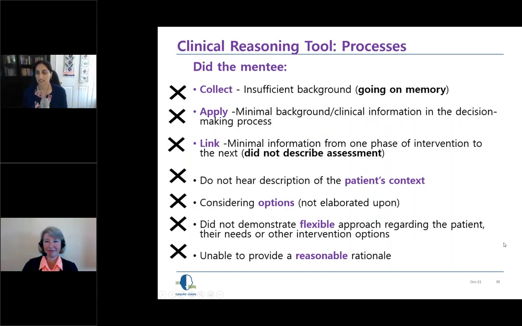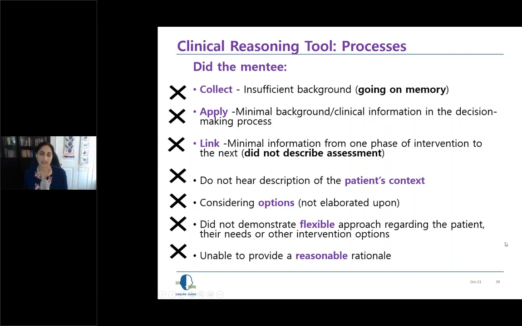So this is a clinical reasoning example we put together to show some gaps. Definitely some gaps in clinical reasoning happening there. I don't think we had the opportunity to really hear any of the 7 processes that you would be looking for as a mentor or as a mentee that you would be reflecting on.